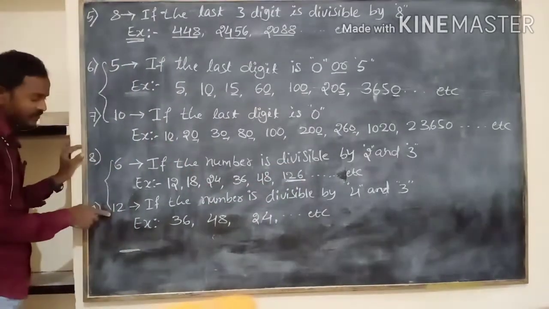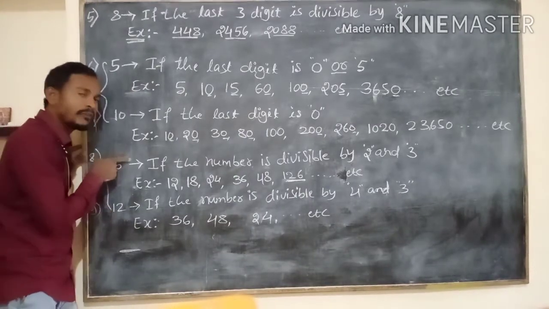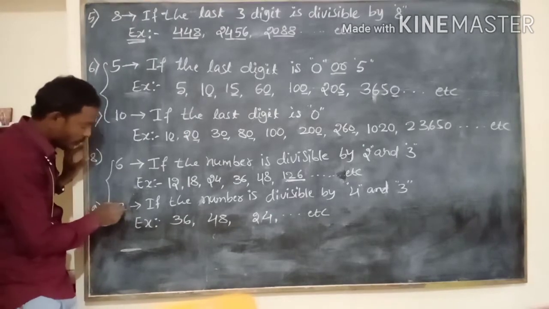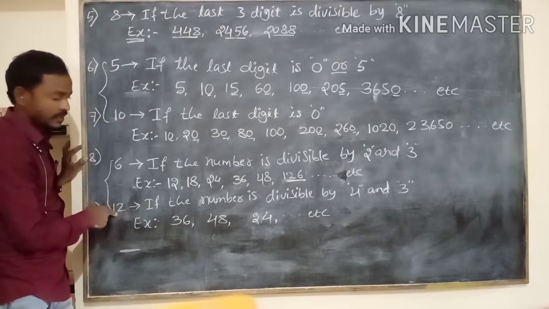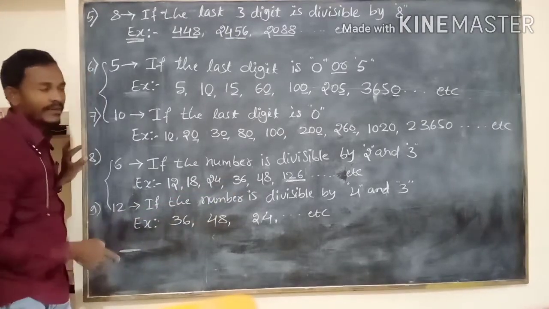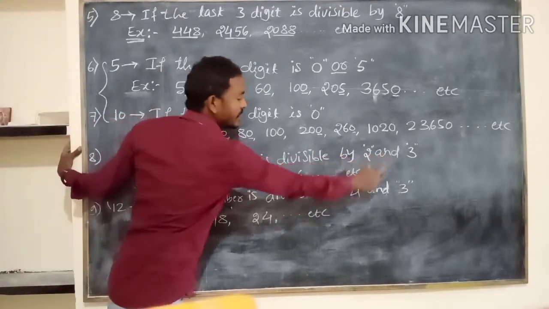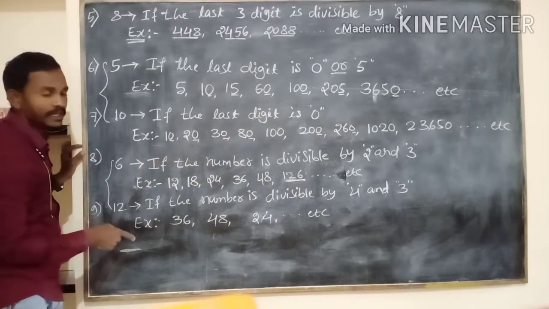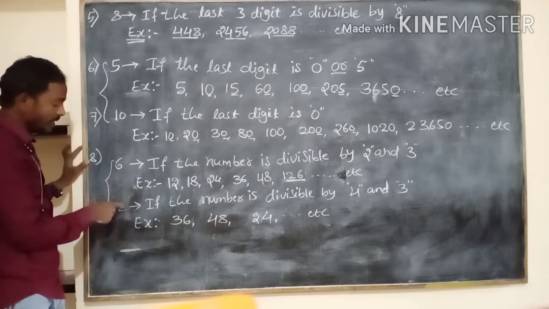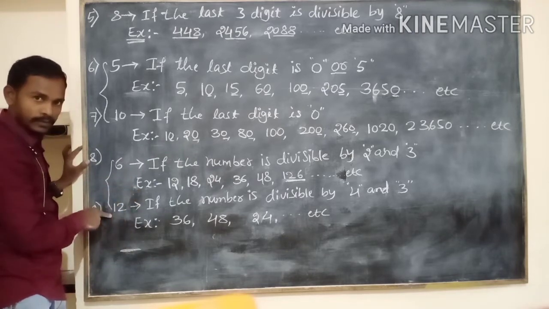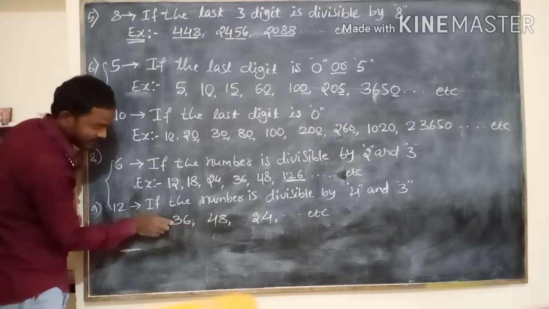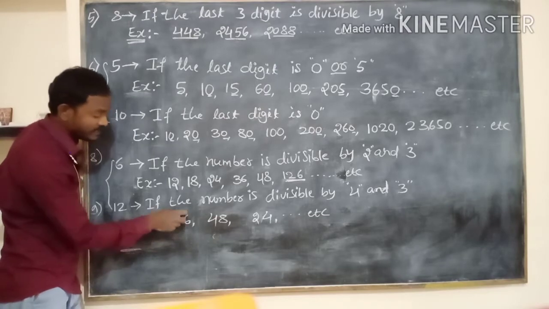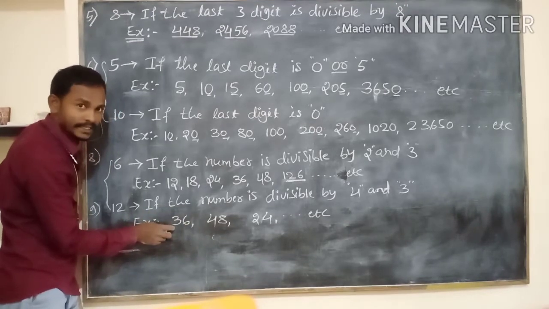Then the next one is 12. Same here, the product of two numbers. If the number is divisible by 4 and 3, then the total number is completely divisible by 12. So for example, 36. 36 is in the table of 4, 4 nines are 36, and it is in the table of 3, 3 twelves are 36.